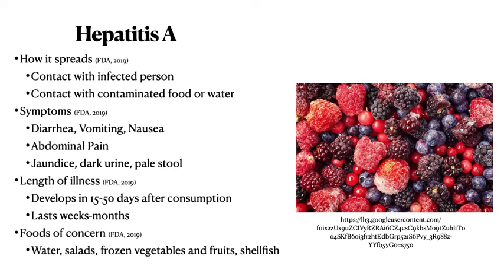Hepatitis A is a little bit different from the other foodborne pathogens in that the incubation period is quite long. It could develop 15 to even 50 days after you consume food or water that is contaminated with hepatitis A. Most people experience symptoms for only 1 to 2 weeks in a mild case. However, in severe cases, hepatitis A illness could last for months. The foods of concern with hepatitis A are water, salads, frozen fruits and vegetables, and shellfish.